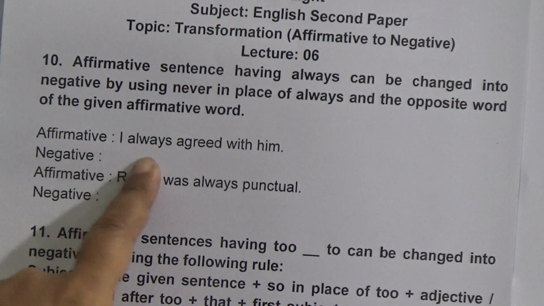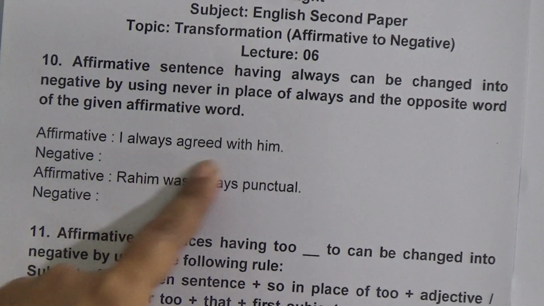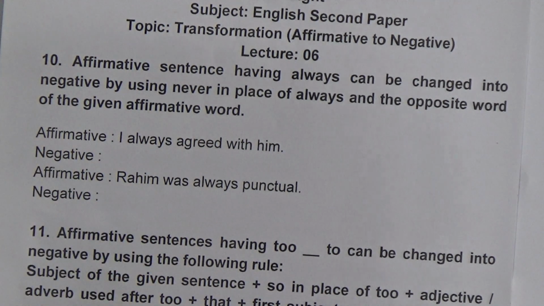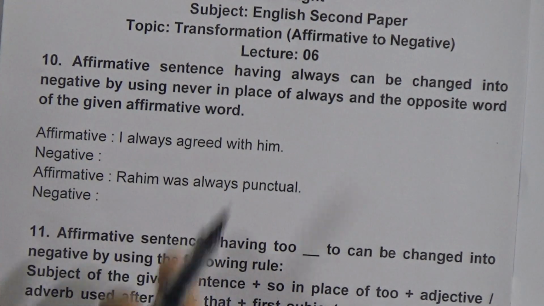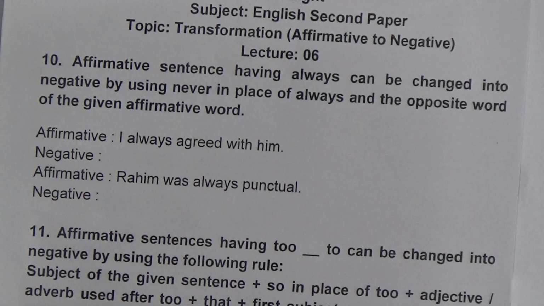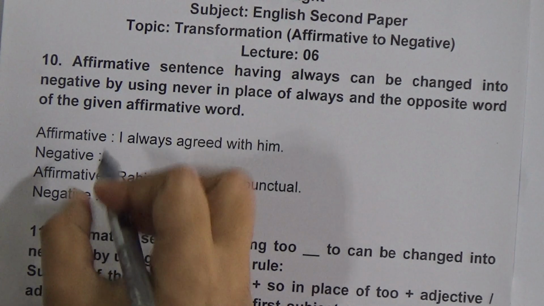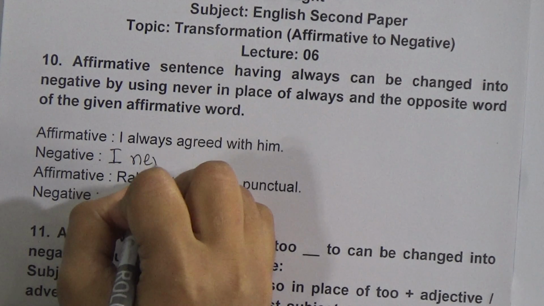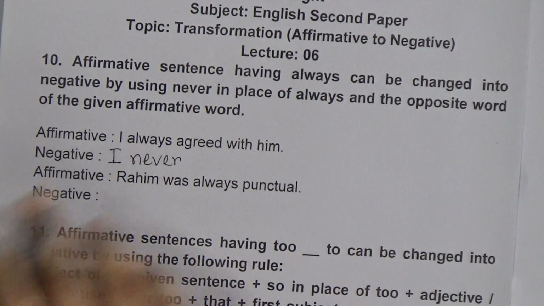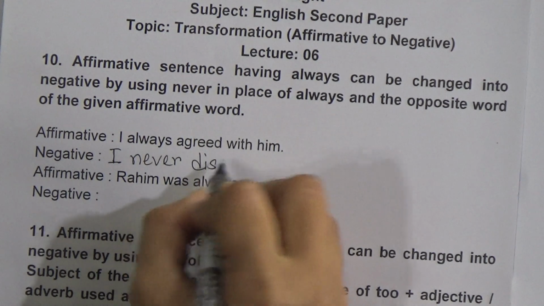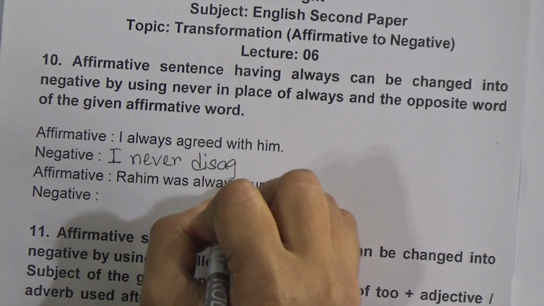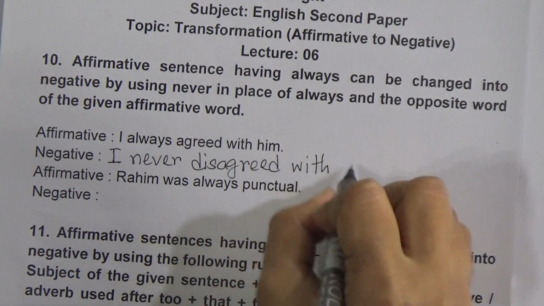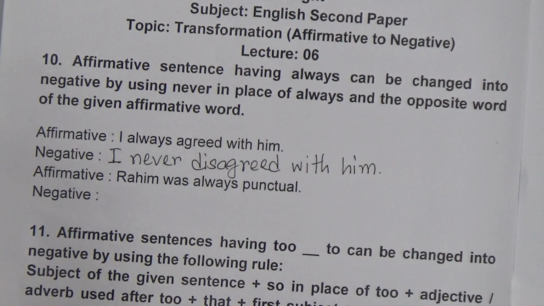Affirmative sentence is: I always agreed with him. So, we will change it to negative now, and in the place of always we will write never. Now look, agreed with him. So, we will change the opposite of agree, that means disagree. So, we will write here: I never. In place of always we will write here never. I never disagreed. Then we will write the rest of the sentence, disagreed with him.